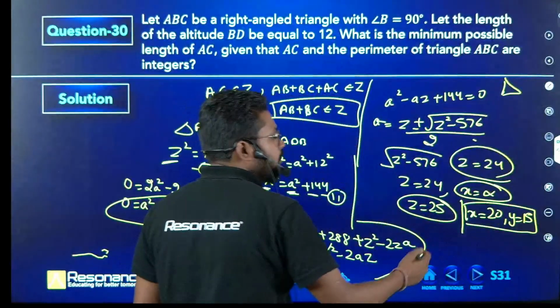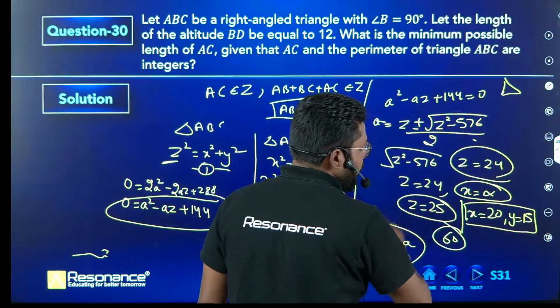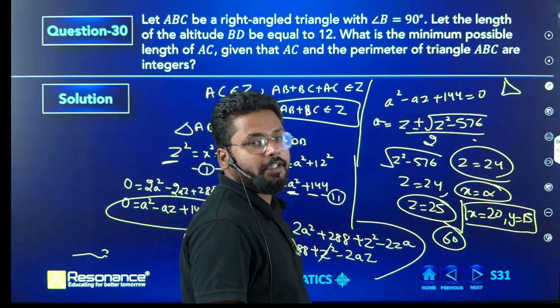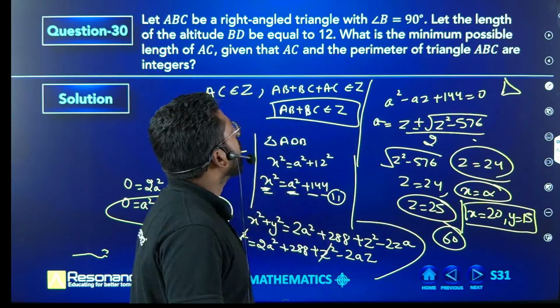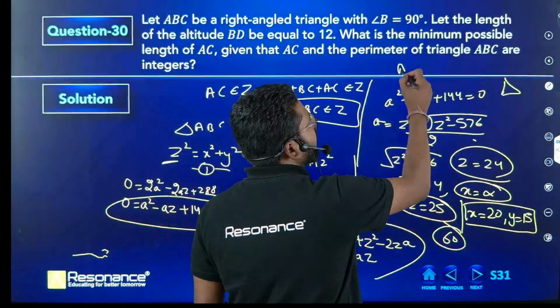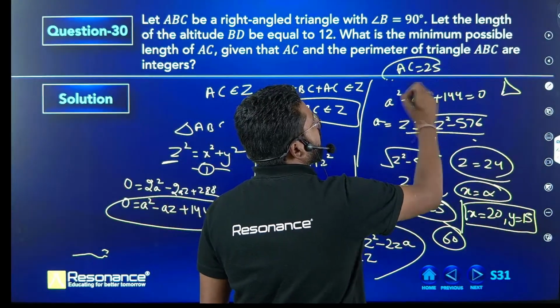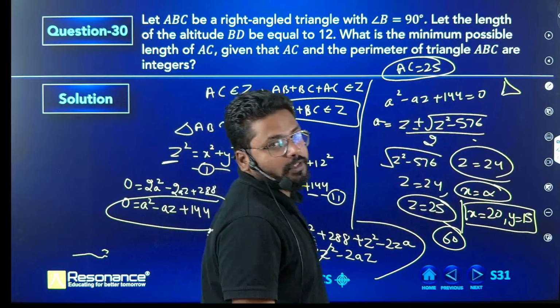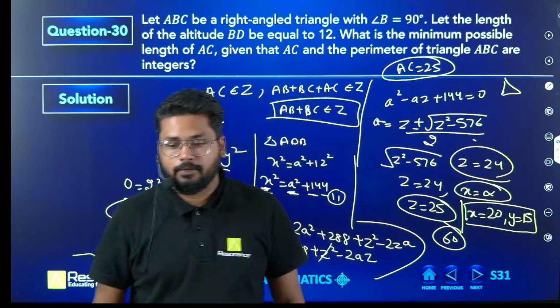This means the sides are integers, and if you add them, their perimeter will be 60, and that is also an integer value. So the minimum value AC can take is 25. So the answer for this side AC is 25. Okay. So for the next questions, our next faculty will continue. Thank you.